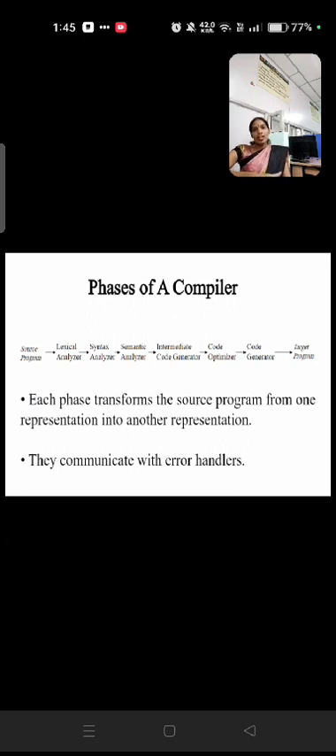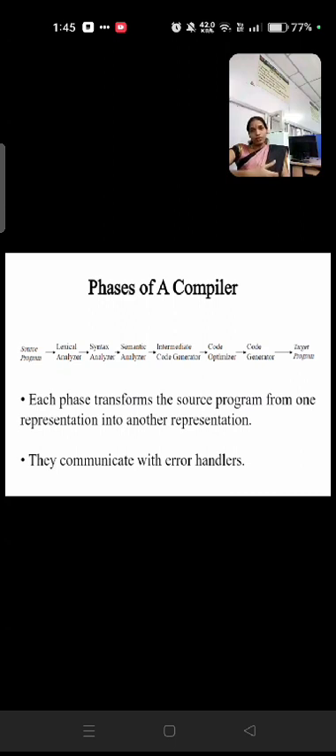The analysis phase means we have to use the entire source code of the input data. After that, the output of this analysis phase can be the input to the synthesis phase of the compiler.